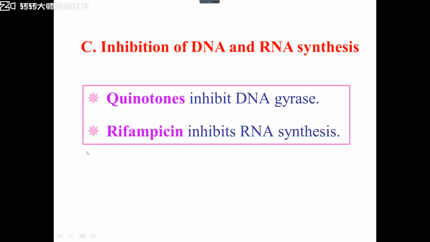And rifampicin is one kind of broad spectrum antibiotic. This drug inhibits bacterial RNA synthesis, and it is a broad spectrum bacteriostatic agent. In clinic, it is mainly used for the treatment of tuberculosis. Okay, next one.